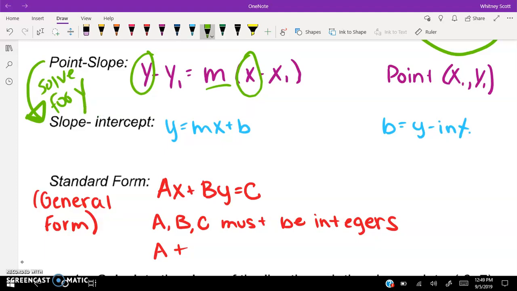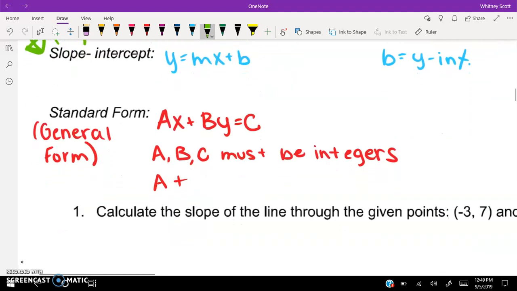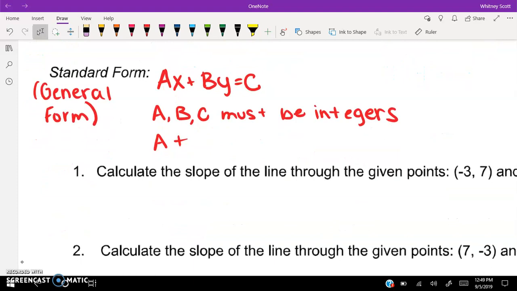But slope-intercept form, of course, is y equals mx plus b, where m is still slope, b is your y-intercept. And then you have your standard form, which you probably haven't used as much in the past, but we will be using some. This can also be called the general form. It's ax plus by equals c.